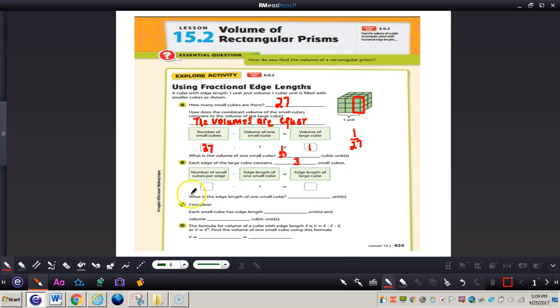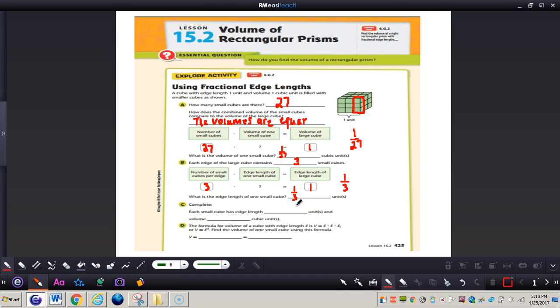Now we can look at this multiplication problem. 3, the number of small cubes per edge, times the edge length of one small cube, which we don't know yet, will equal the edge length of the large cube. So 1 edge length of a large cube. So if there are 3 small cubes in an edge, that means 1 cube would represent 1/3 of that. So what is the edge length of one small cube? The edge length of one small cube is 1/3 units.